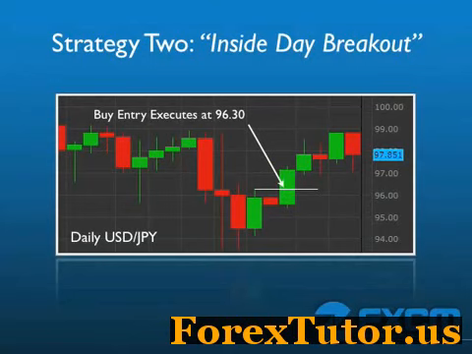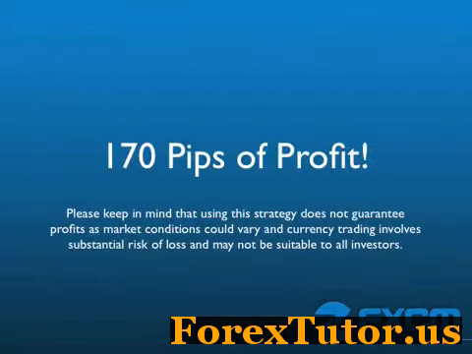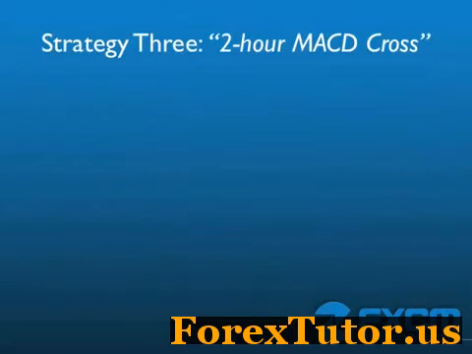The dollar yen did break out, my buy entry order triggered at 96.30, and I ended up closing out around 98.0 for about 170 pip gain. I think this is a really reliable strategy, but it doesn't happen all that often. You have to be patient and wait for the trade to set up properly. And remember, the more and more consecutive candles you have that stay inside the previous daily candle, the more and more effective the strategy becomes.